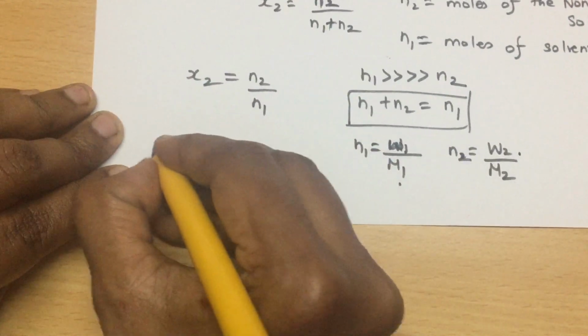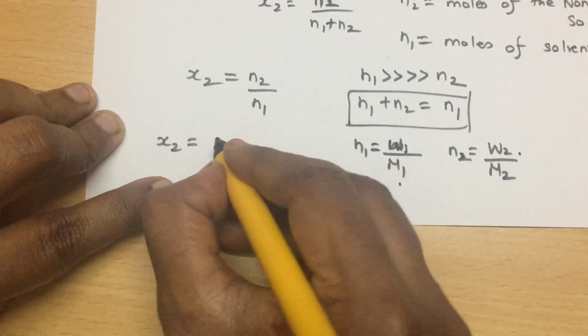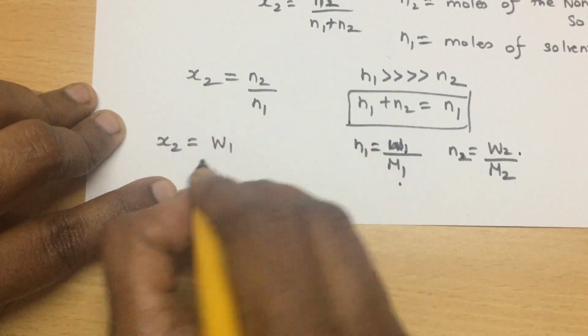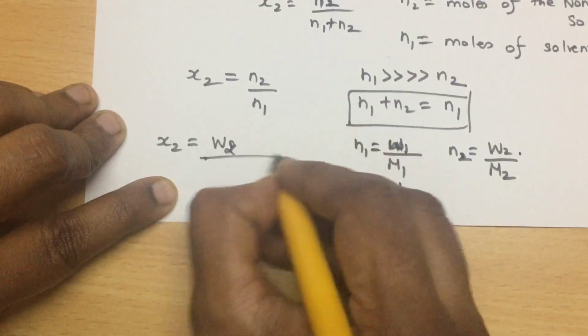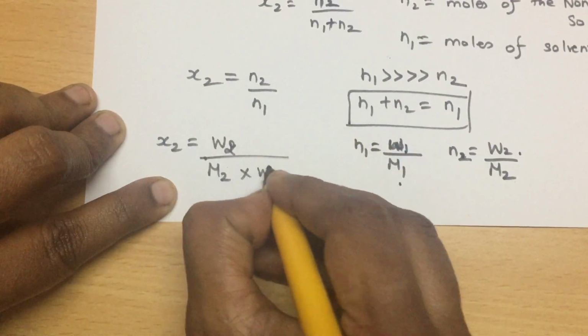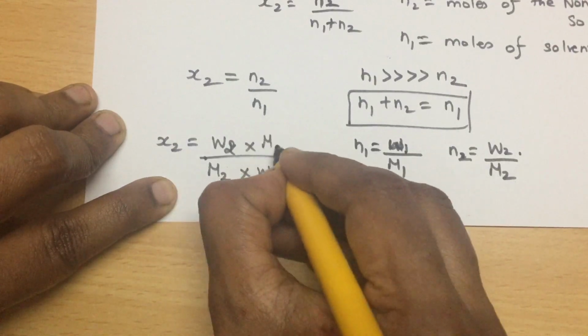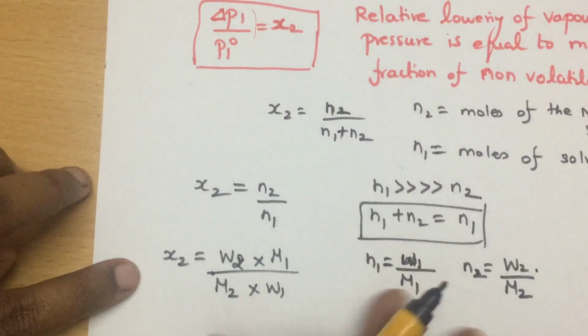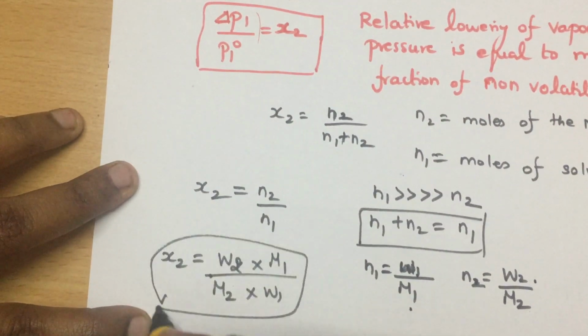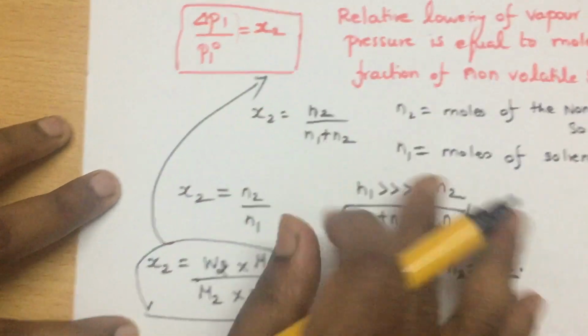So let's substitute it here. So x2 is equal to W2 divided by M2, W1 into M1. So let's substitute it here. Okay, put everything here.